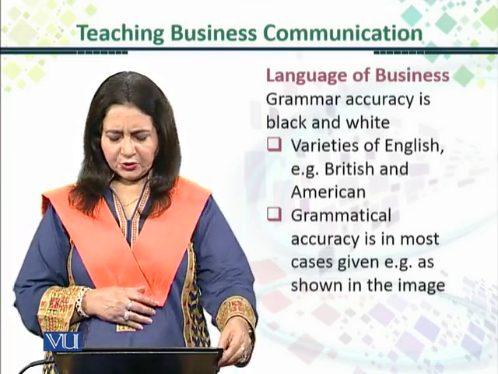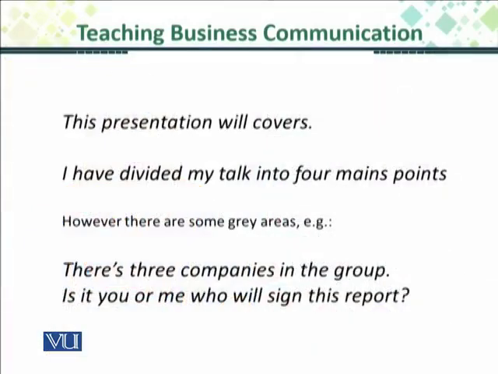For example, as shown in the image, we can see here that in the first two examples, "this presentation will covers" and "second, I have divided my talk into 4 main points," anybody can see that grammatically we cannot call these sentences correct. However, the next 2 have some gray areas. For example, "there's 3 companies in the group." Here, somebody can argue that in some contexts this could be right. And "is it you or me who will sign to this report?" Here also, somebody can argue that this can be correct too.